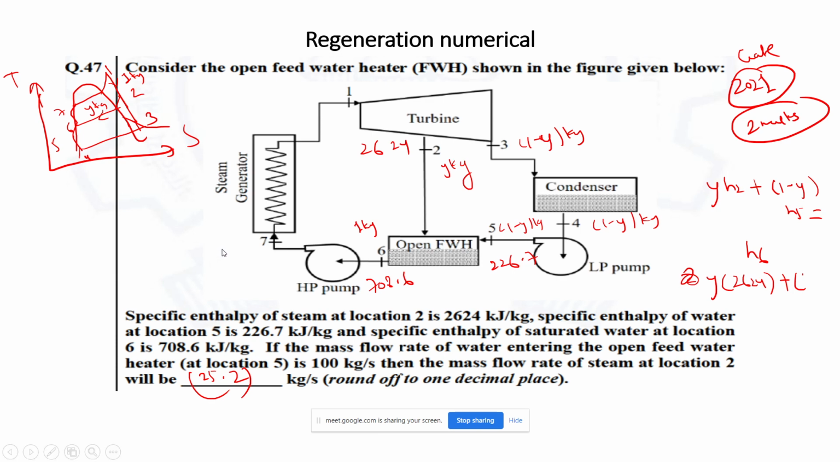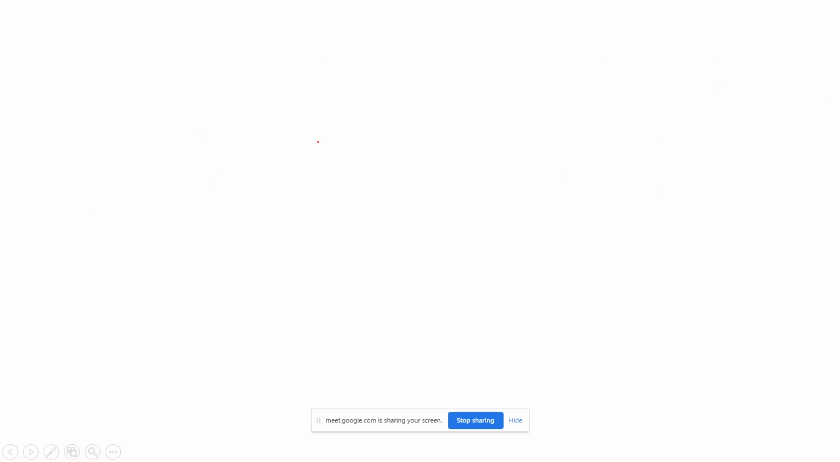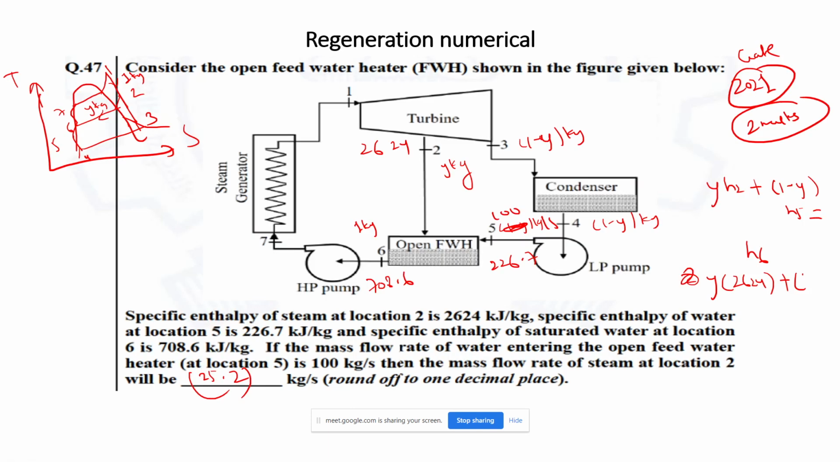Here 1 it is not given actually. They have given from here to here, no? What they have given is the mass flow rate of the water entering the feed water at location 5. So here they have given actually 100 kg per second. This condition we don't know. So actually we don't know how much amount is entering the turbine. So starting only we don't know. Wait.